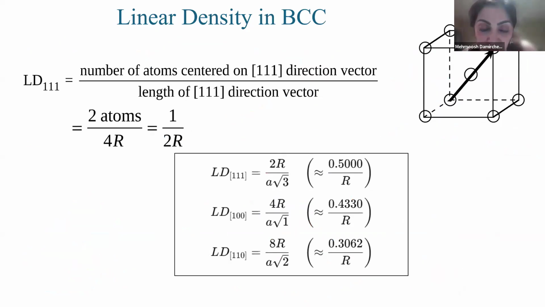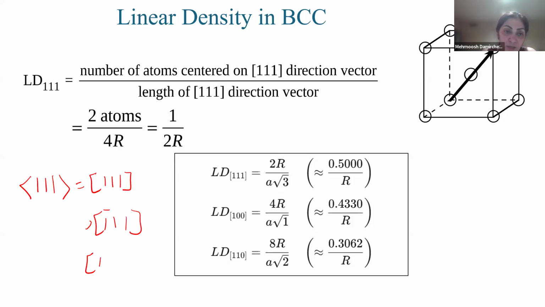And the last one, direction [1, 1, 1]. [1, 1, 1] means along the diagonals of the cell. Do we only have [1, 1, 1]? No. If I write the family <1, 1, 1>, I can say that it should be [1, 1, 1], or [-1, 1, 1], or [-1, -1, 1], or changing that means a different direction. Okay. Look here. Half of an atom here, the full atom here, half an atom here. The total number of atoms along that direction is 2 atoms.